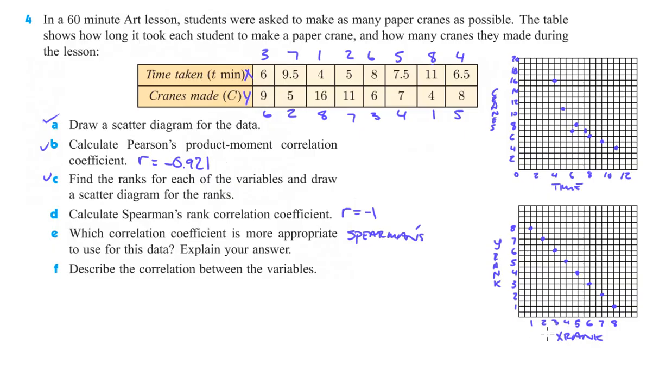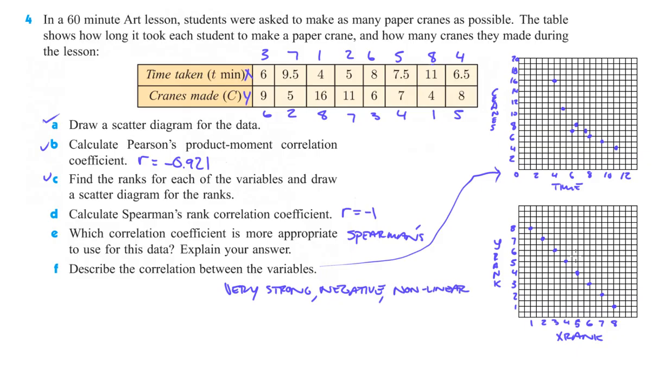So as time taken gets bigger, the cranes made is smaller, which is hopefully pretty straightforward there. If we're describing the correlation, that's how the two variables are related. So really we should say it is a very strong negative, and really what we're looking at is this graph up here. So it's strong negative and officially non-linear.